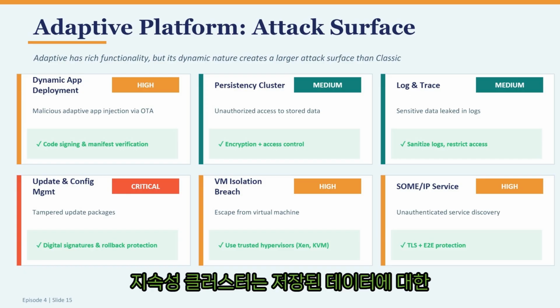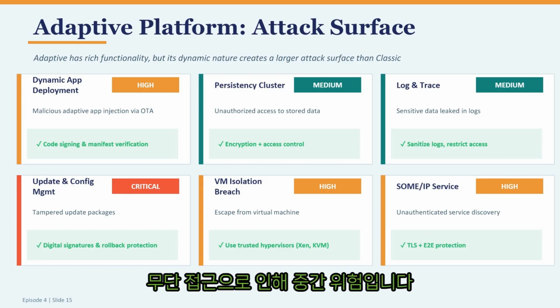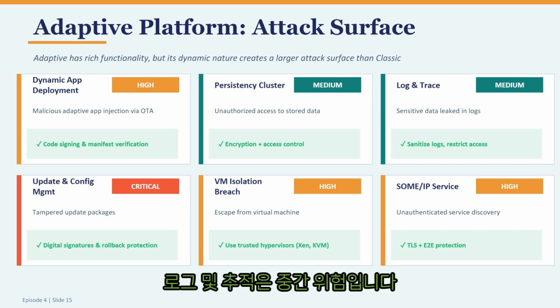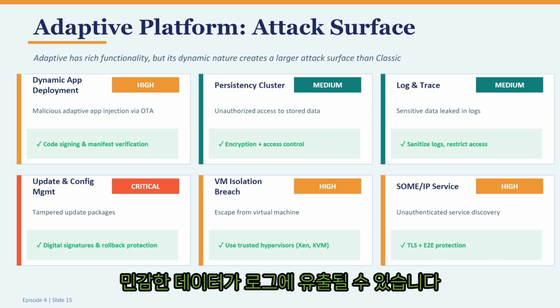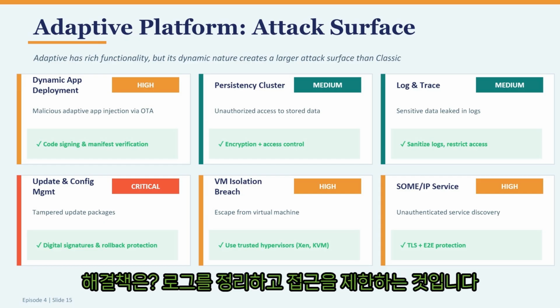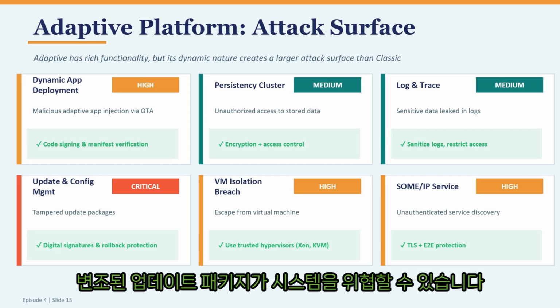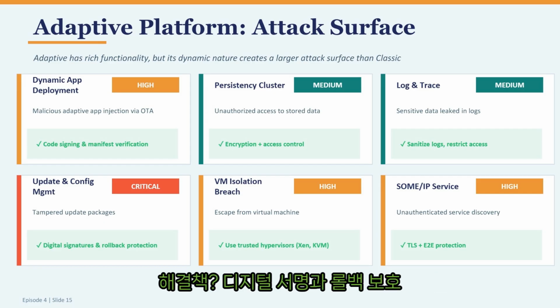Persistency cluster is medium risk. Unauthorized access to stored data. The fix? Encryption plus access control. Log and trace is medium risk. Sensitive data could leak in logs. The fix? Sanitize logs and restrict access. Update and config management is critical risk. Tampered update packages could compromise the system. The fix? Digital signatures and rollback protection.